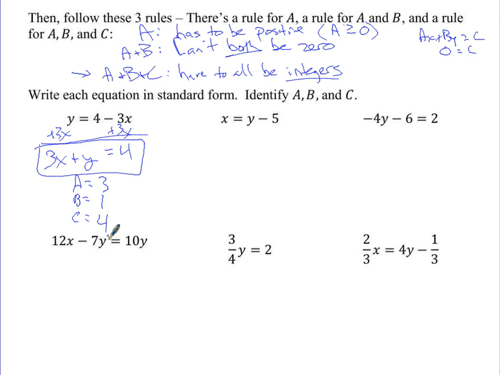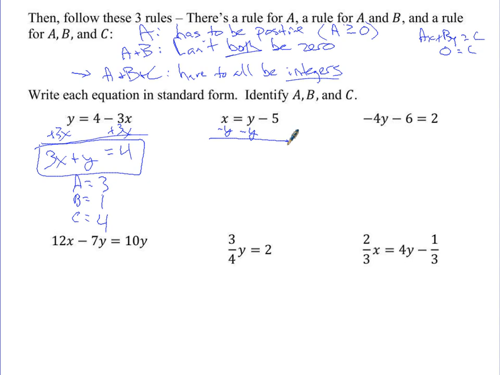Let's take a look at the second one. X equals y minus 5. Is that in standard form? Why not? The y is on the wrong side. Okay? We do see x, y, and then the constant term, but the y is on the wrong side of the equal sign, so that has to move. What do we do? That's a positive y. To get it to move, I got to subtract y from both sides.